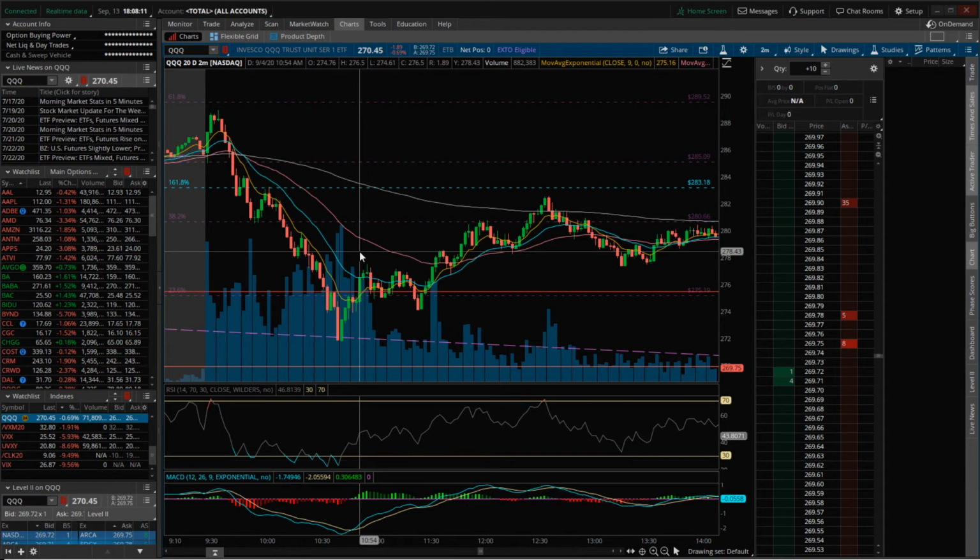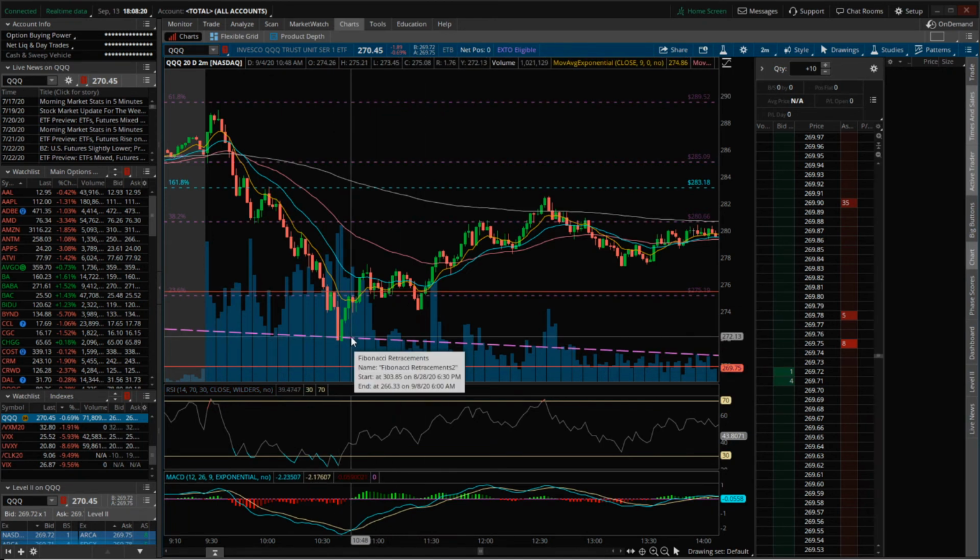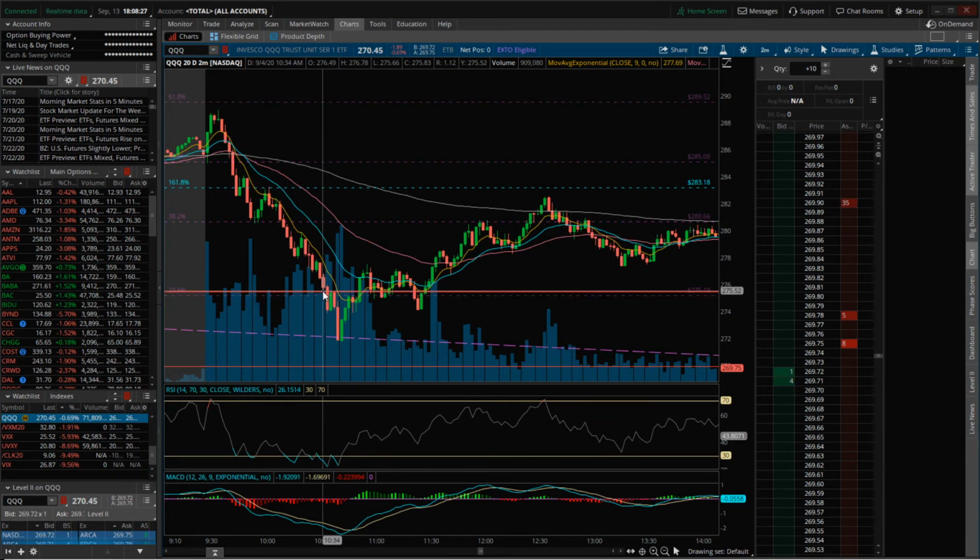And so what I want to be doing is scaling out as we approach this 276 level, and then keeping one runner, just in case we get a little bit of a flush below my level, and then exiting on that flush. So I would keep scaling back as we reach 276 and then exit on this candle right here. Not being greedy, not trying to capture some insane move that 99 times out of 100 won't happen, but instead just taking what the market gives me.